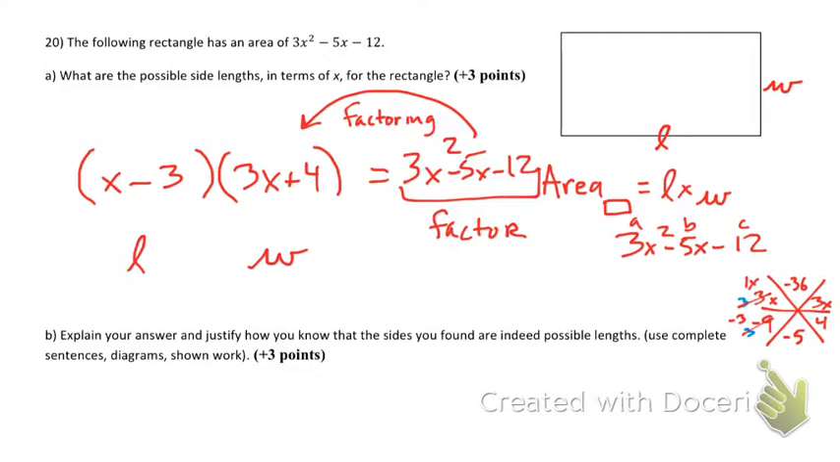All right, I will let you do part B. It says explain your answer and justify how you know that the side lengths you found are indeed possible lengths. Use sentences, diagrams, show your work. So basically what it's asking you in B, can you plug in something for x here, do the math, and plug in that same number here and see if they come out to the same answer. Okay?